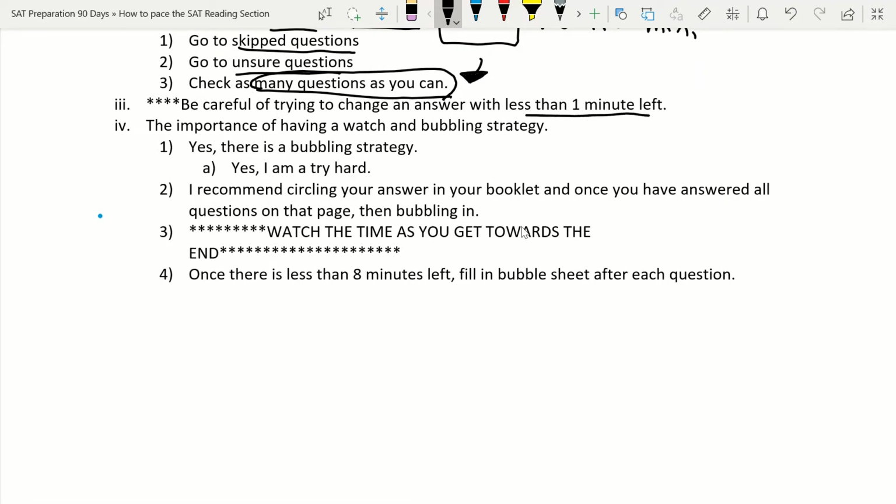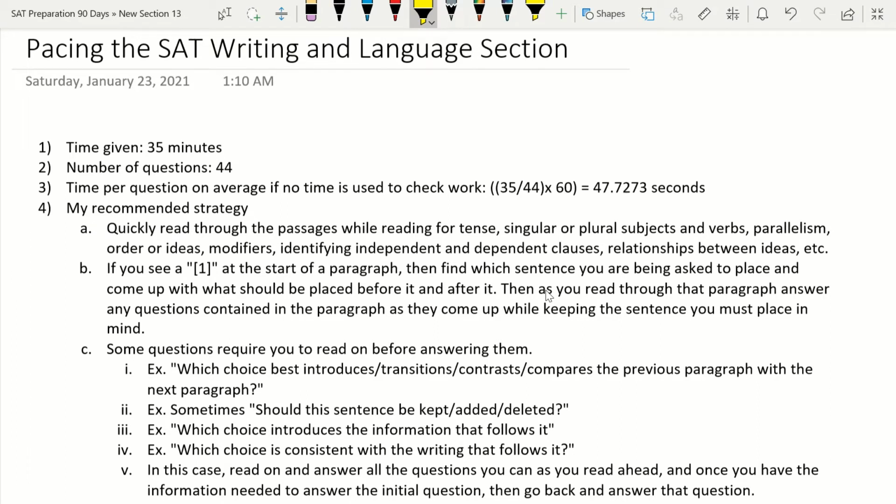Once again, obviously the bubbling strategy is the same as with the math section, so we can go ahead and skip over that and move on to the pacing with the SAT writing section. For pacing the SAT writing and language section, the amount of time we're given is 35 minutes. We have to answer 44 questions in that amount of time. So that means our time per question on average, if we don't have any time at the end to check our work, is going to be 47.7 seconds per question.